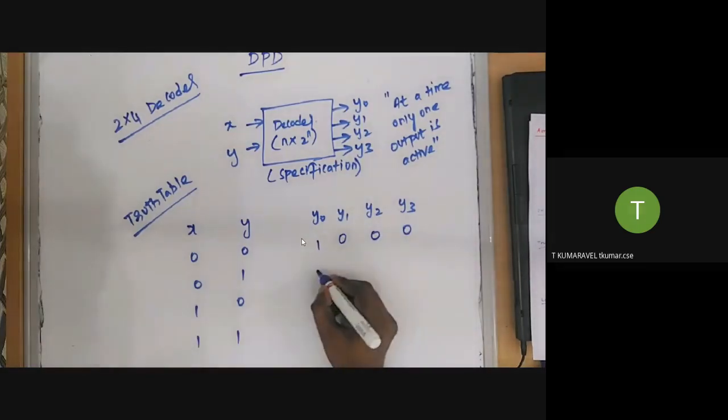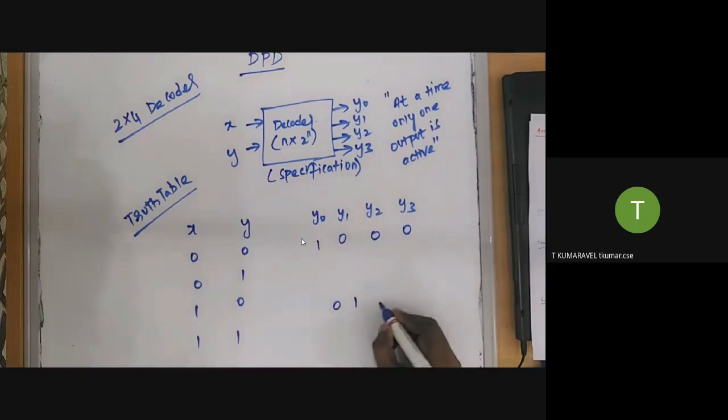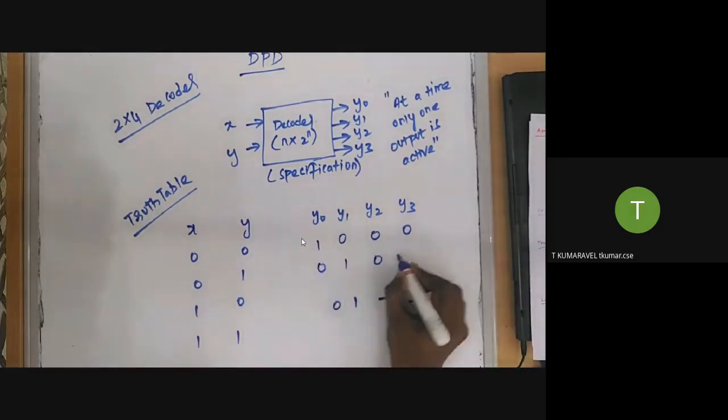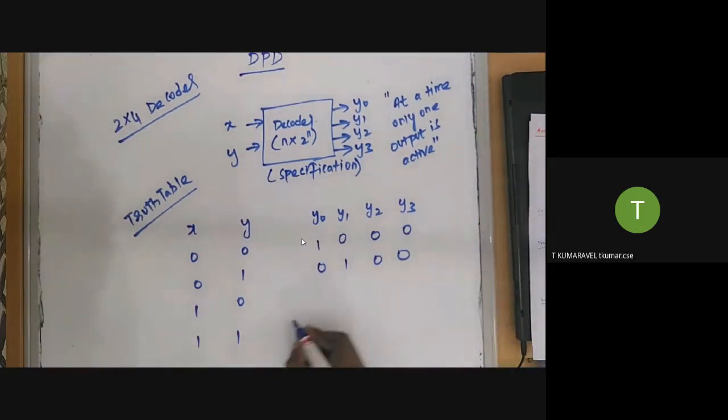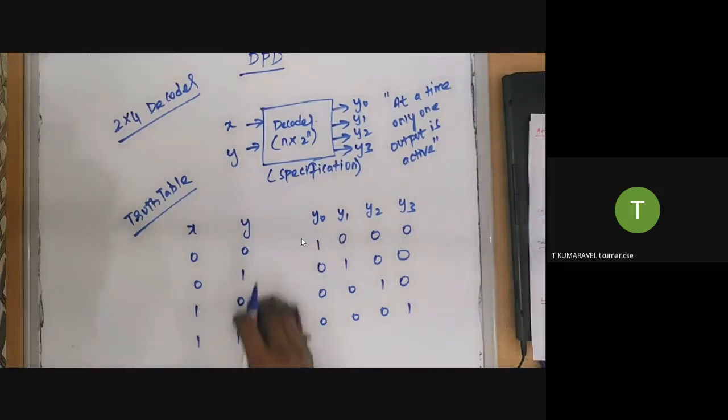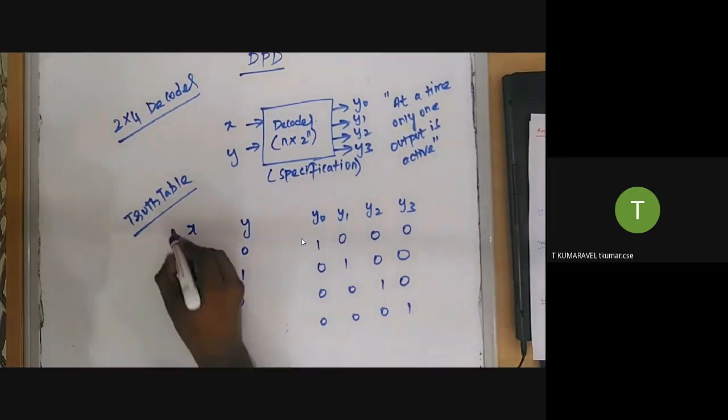Suppose I provide the input as 0, 1. What is the decimal representation of 0, 1? 1. The output line y1 is enabled, the rest of the cases are disabled. Similarly for the rest of the cases, 1, 0 is nothing but 2, so the output line y2 is enabled, the rest are disabled. What about 1, 1? That is 3, so y3 is enabled, the rest of the output lines are disabled. That is the truth table of the 2 by 4 decoder.